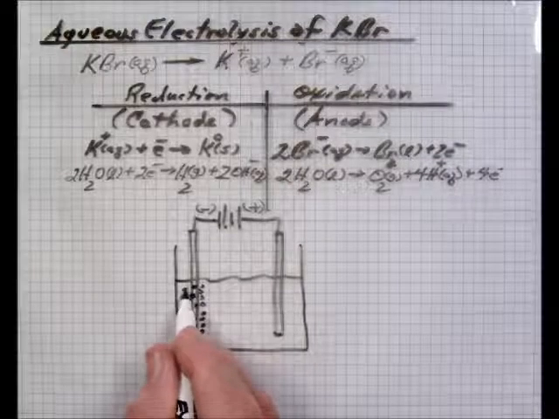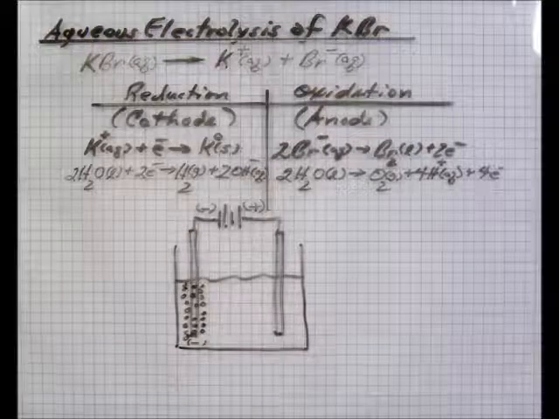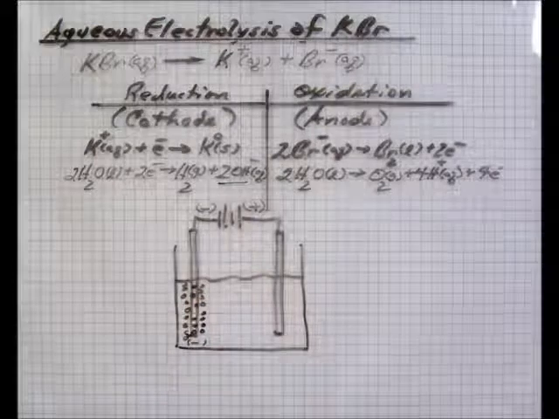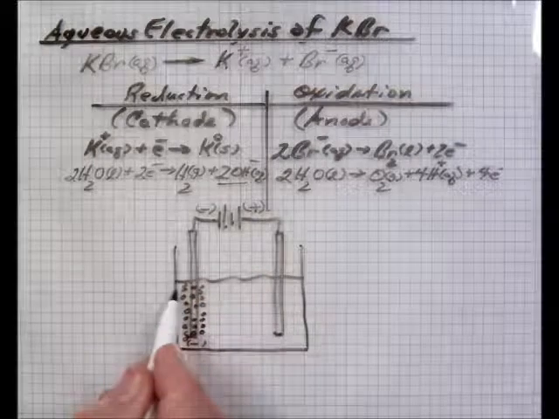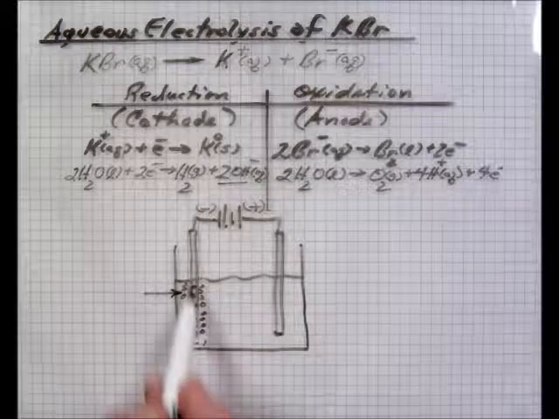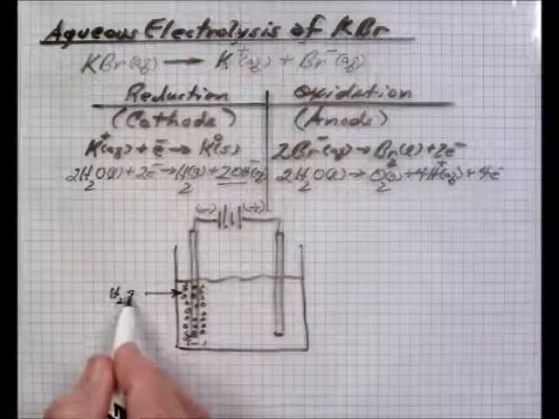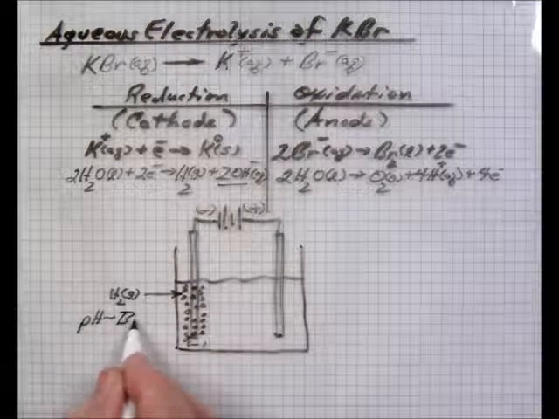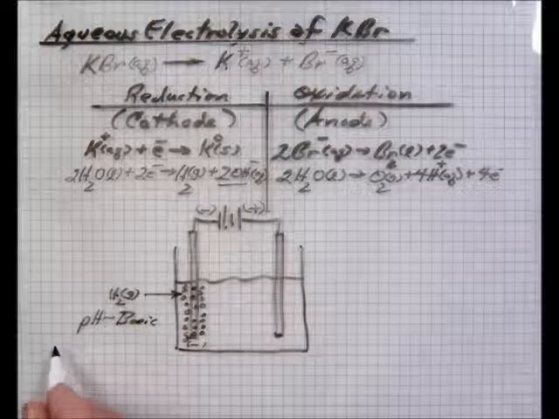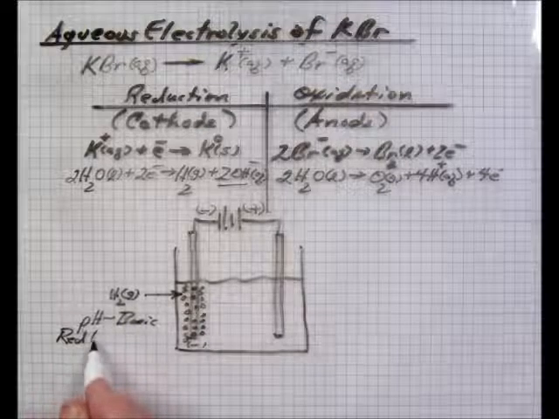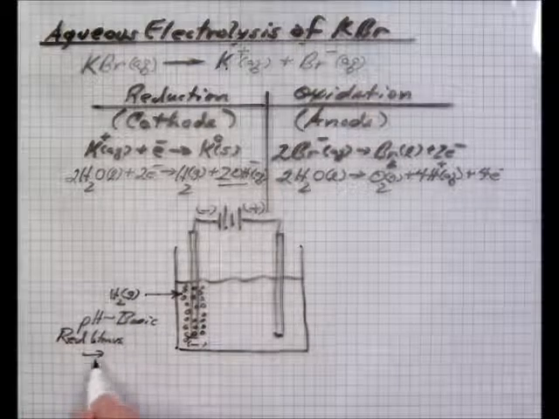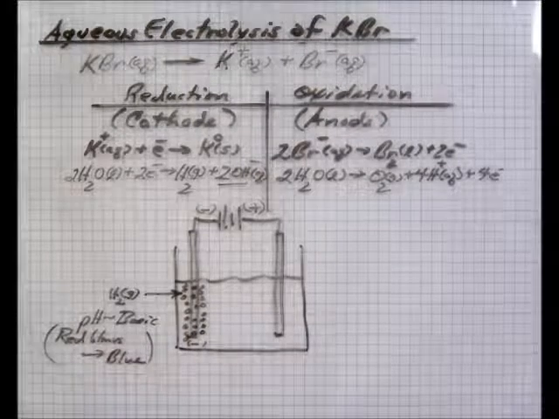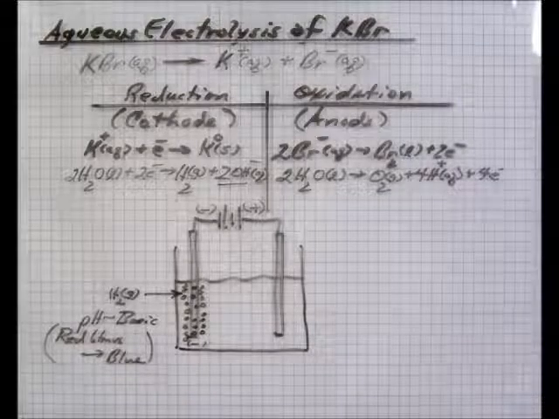gas, and to prove it is actually hydrogen gas, you also can check the pH by checking the litmus. And so not only would you get hydrogen gas, but the pH would be basic. That is, red litmus would turn blue, and that would certainly be the indicator of a base.